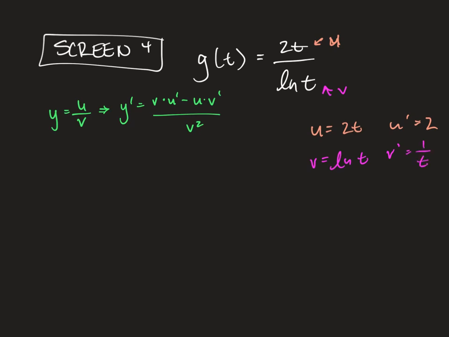So then, following our rule, g prime of t would be equal to v, which is the natural log of t, times the derivative of u, which is 2, minus u, which is 2t, times the derivative of v, which is 1 over t. All of this over v, which is the natural log of t, squared.